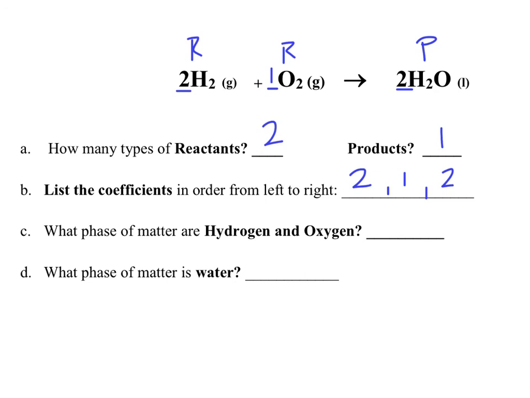What phase of matter are hydrogen and oxygen? So remember, in parentheses, it tells me the phase of matter that they are in. Hydrogen is a gas. Oxygen is a gas. H2O, we know what H2O is: water. Water is a liquid. So what phase of matter are hydrogen and oxygen? They are both gases. And what phase of matter is water? It is a liquid. So when I mix two gases together, I get a liquid.